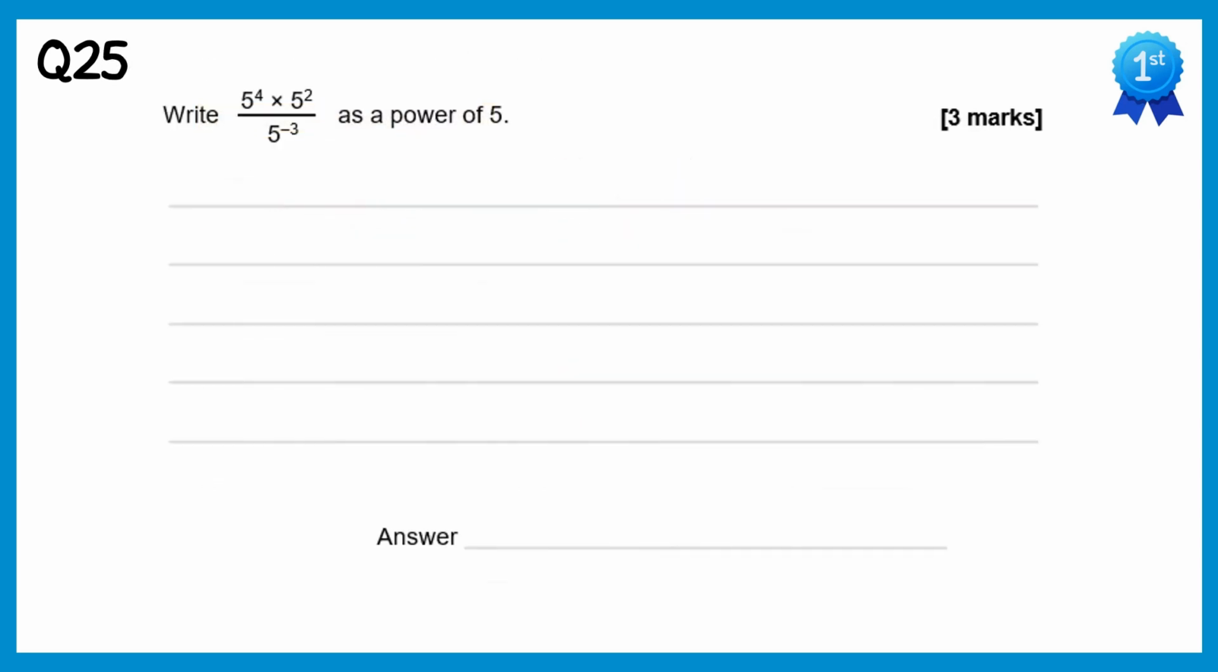For this question, we'll start with the top of the fraction, 5 to the 4 times 5 squared. When you multiply like this, you just add the powers, so 4 add 2 gets you 6, so the top of the fraction is 5 to the power 6. And we'll keep the bottom the same as 5 to the power negative 3. Now we need to divide. The rule when you divide is you subtract the powers, so we need to do 6, take away, negative 3. This is the same as 6 add 3, which is 9. So the answer to the question is 5 to the power 9.